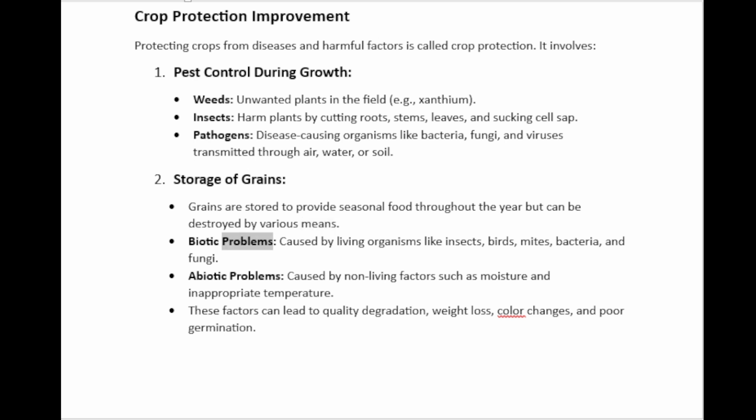Biotic problems, caused by living organisms like insects, birds, mites, bacteria, and fungi. Abiotic problems, caused by non-living factors such as moisture and inappropriate temperature. These factors can lead to quality degradation, weight loss, color changes, and poor germination.